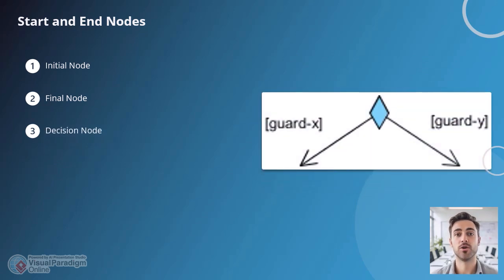A decision node is a diamond shape. It represents a test condition where the flow branches into different paths based on a Boolean guard condition.